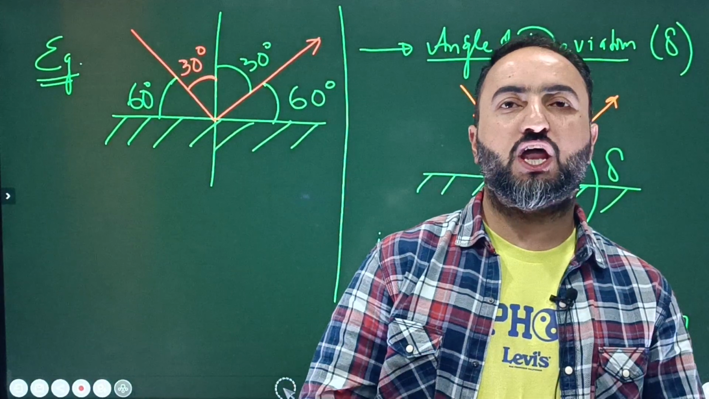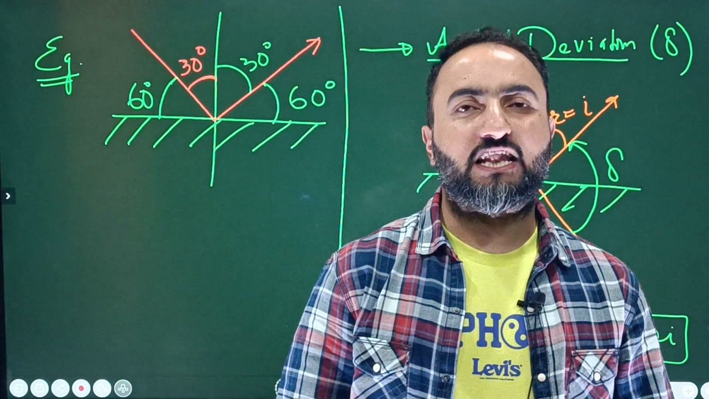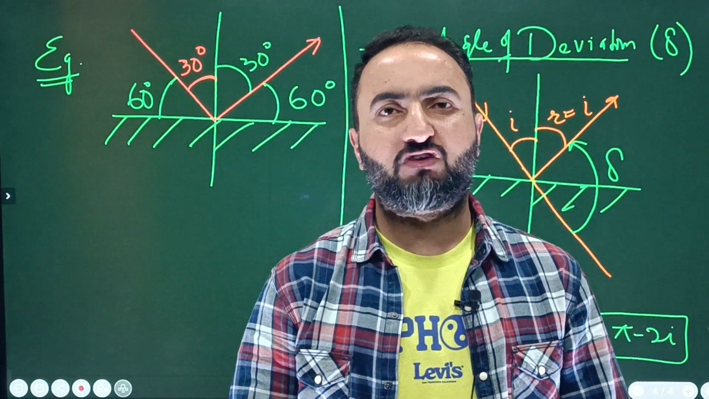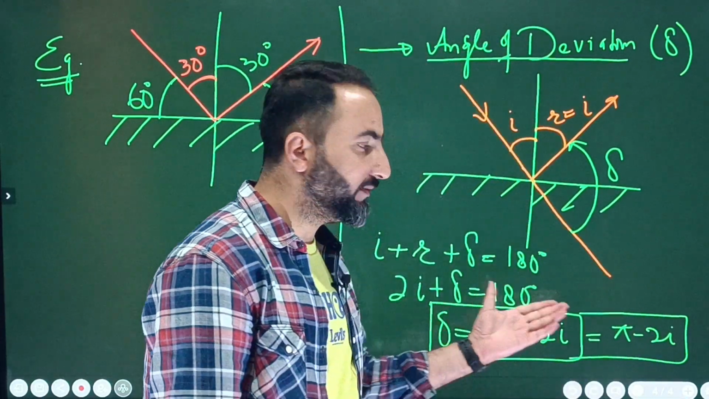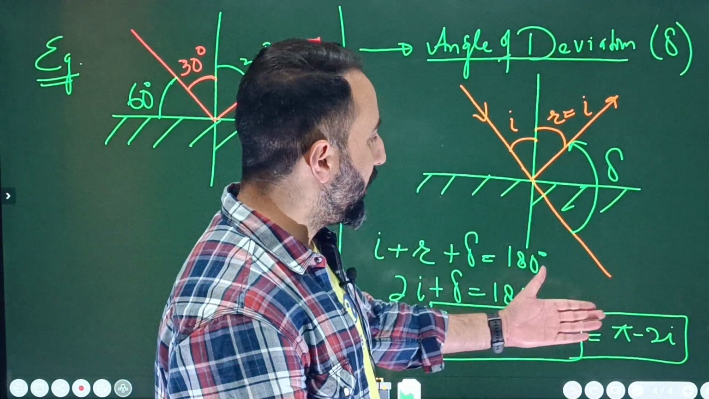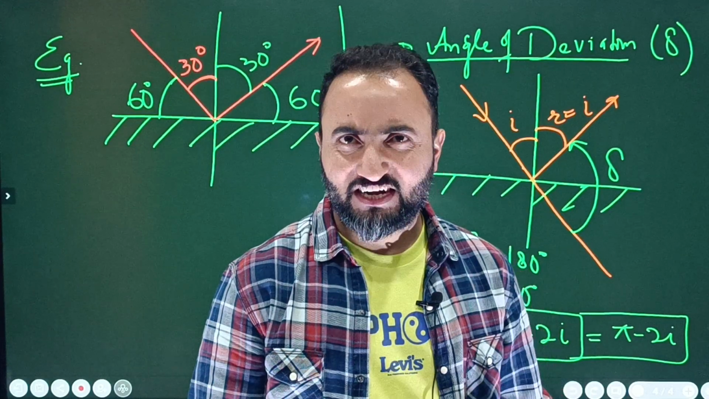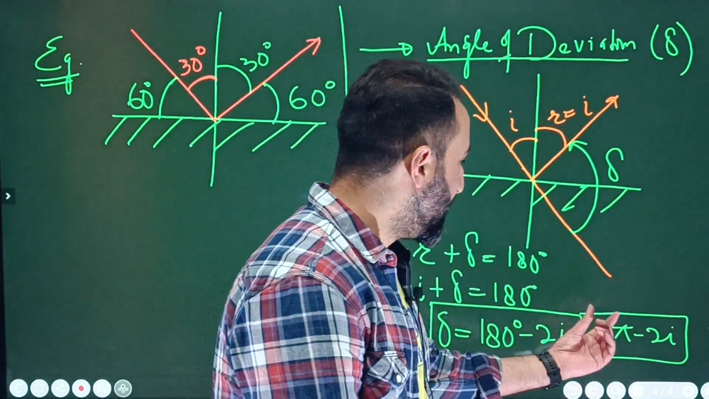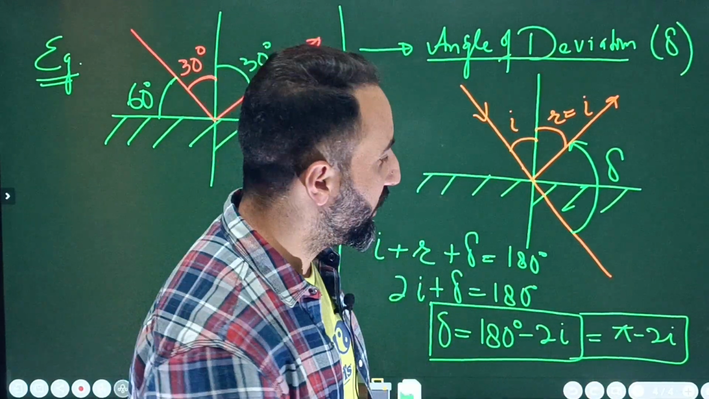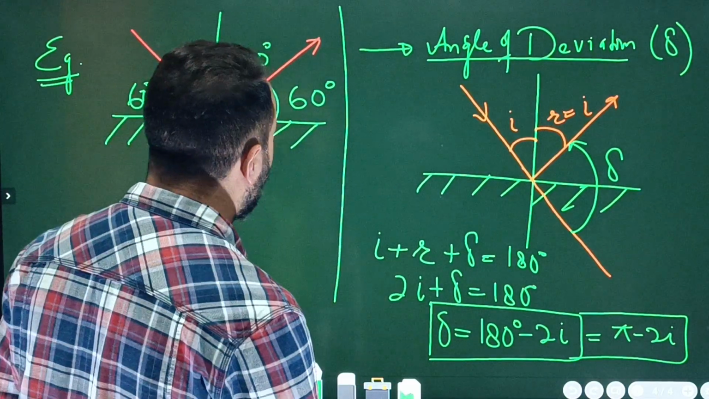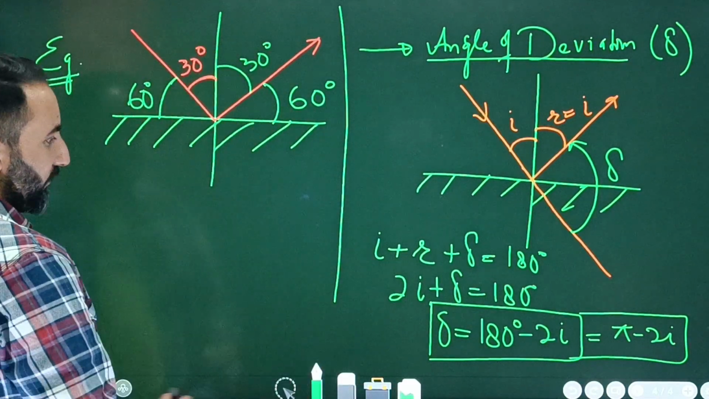That will depend. If the angle of incidence is given in degrees, then the equation to calculate the angle of deviation will be delta is equal to 180 degree minus twice i. If the angle of incidence is given in radians, like pi by 3 radian or pi by 6 radian or pi by 4 radian, whatever, then in that case you will use this equation to calculate the angle of deviation. Okay, so let's do an example on the angle of deviation.